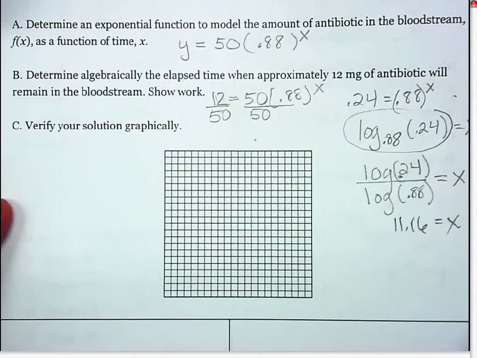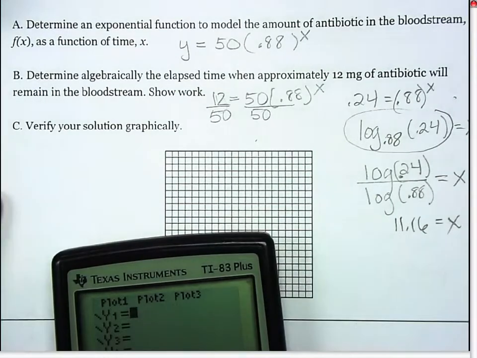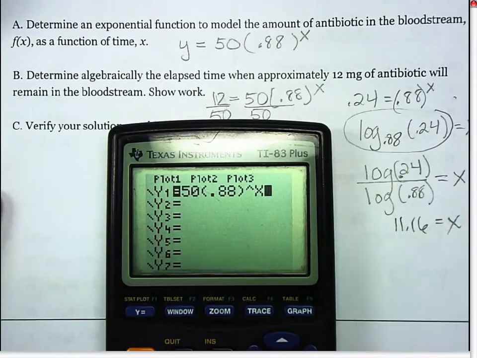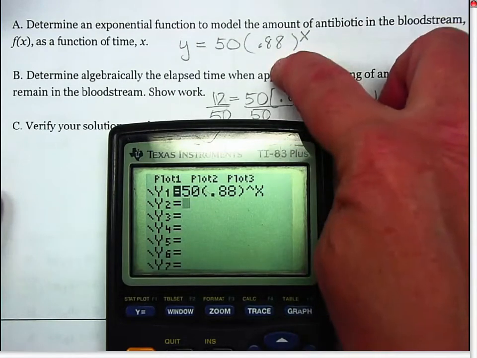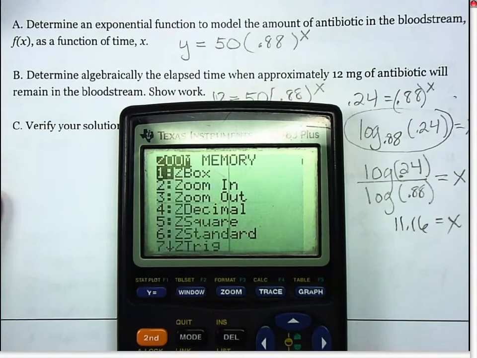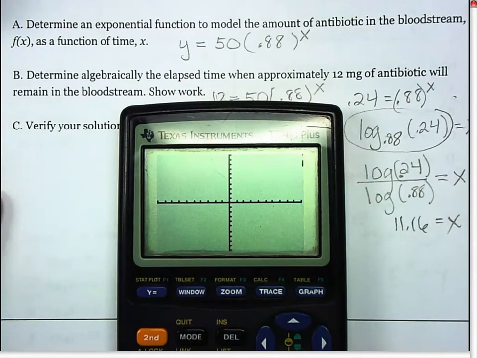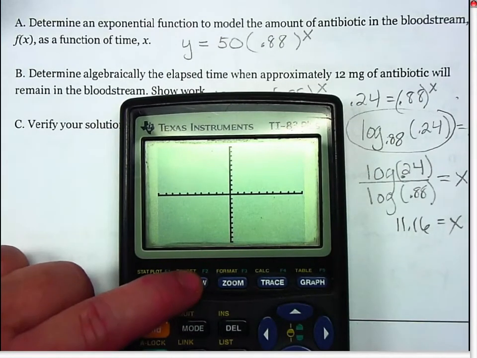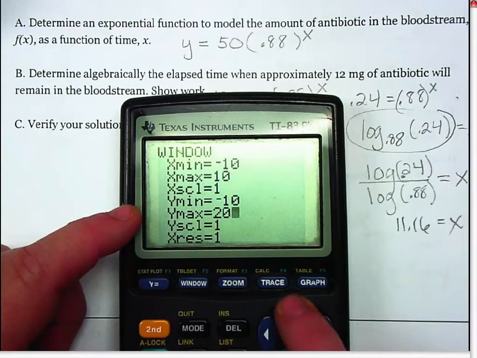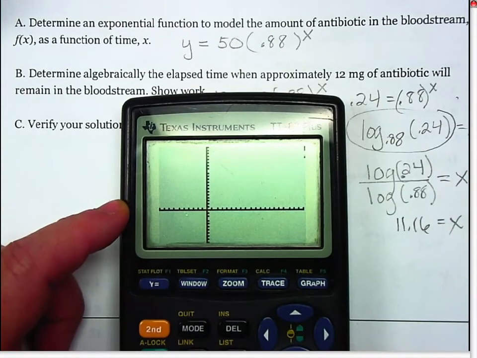Now, it says verify your solution graphically. What do they mean by that? Plug it in as y equals. I'm going to explain the difference between this problem and the problem we just did, because I know y'all are a little confused about why we put 0.88 here, but we did 1 minus in the other one. It's because of the question they were asking. We'll put 12 here. Zoom 6 will not work because 12 is above 10. You have to do 20 and 20. 20 definitely for Y max, and we did 20 for X max too. It's a pretty good graph. There you go.